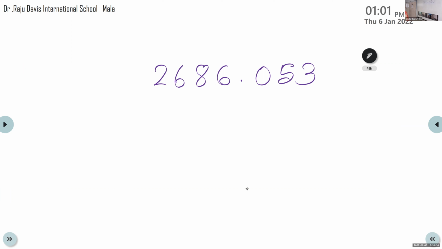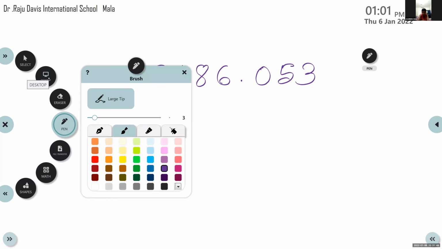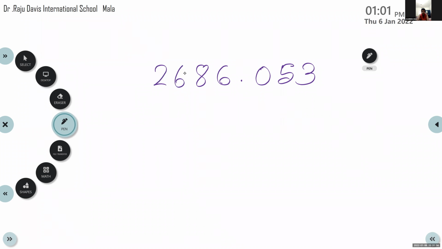Adidev, just read that number, dear. Can I read? Yes, Adidev, read. 2686.053. Good. Before the point, the whole part has to be read together, and the decimal part is to be read separately. Each digit has to be read separately.